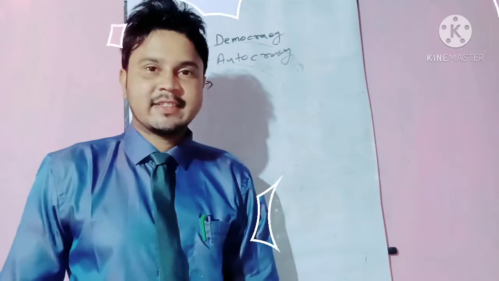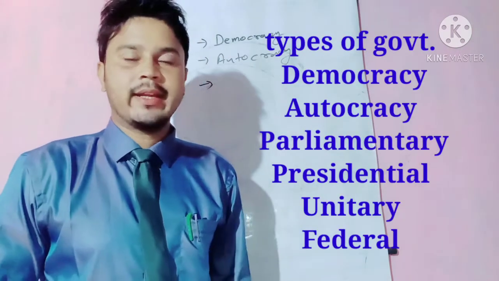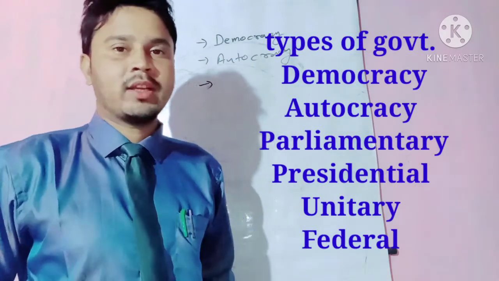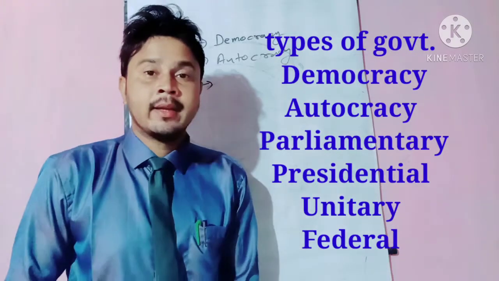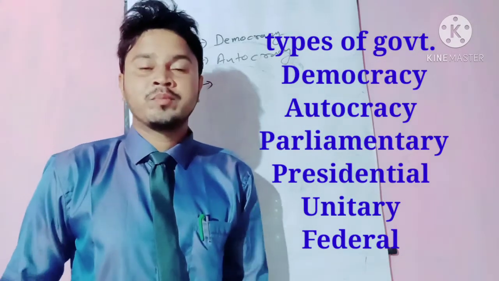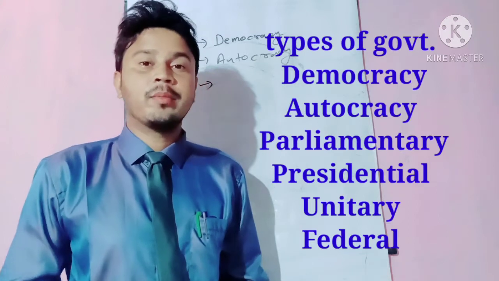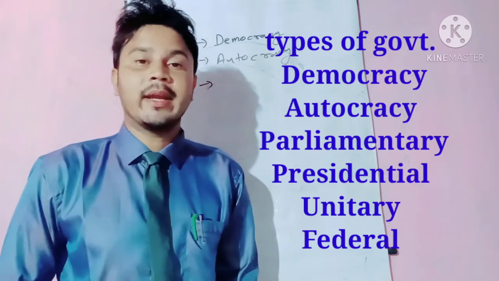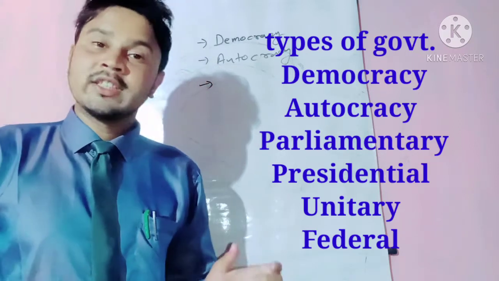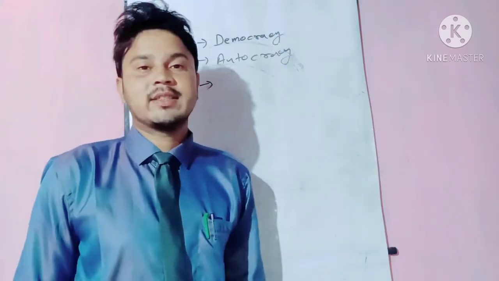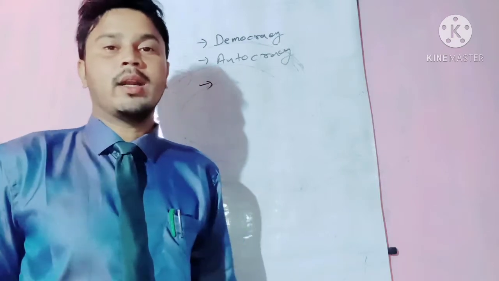So as you know that various types of government exist in the world, like the democratic form of government, autocracy, parliamentary form of government, presidential form of government, the federal structure of government, then unitary government. So various types of governments are there in the world.